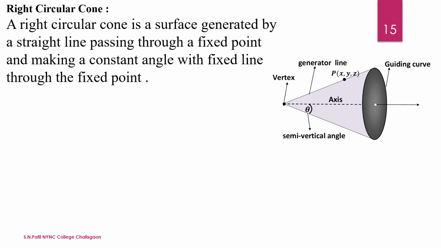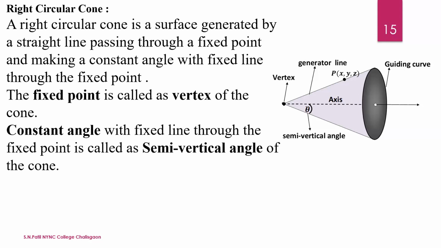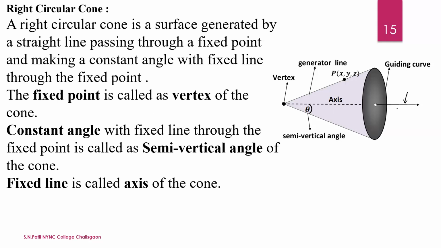It may be a circle or an ellipse. And this is the fixed line that is called the axis. The fixed point is called the vertex of the cone. Now here the constant angle between the fixed line and the generator is called the semi-vertical angle of the cone. This is the semi-vertical angle, and this fixed line is called the axis of the cone.